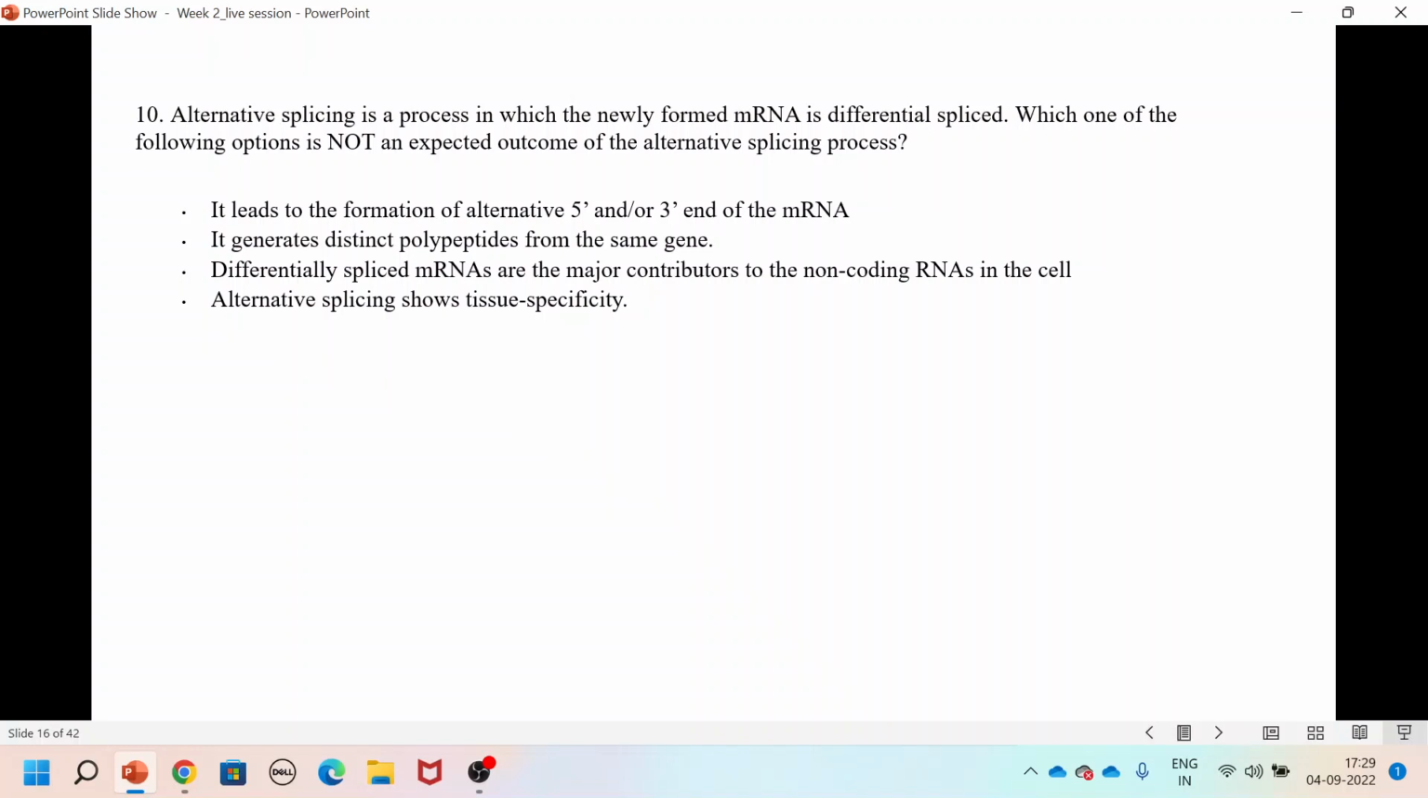Because spliced mRNAs are the ones that don't contain any intronic region, whereas during the process of splicing, the introns are spliced out, and later on the introns act as microRNAs, which halt translation. So the non-coding RNAs in the cell are not linked to the spliced or matured mRNA. Right. So the correct answer is that the option saying differentially spliced mRNAs are the major contributors to the non-coding RNAs in the cell is the wrong option.